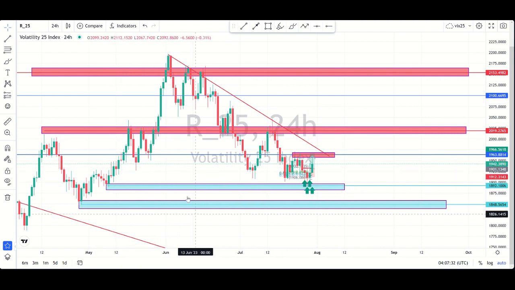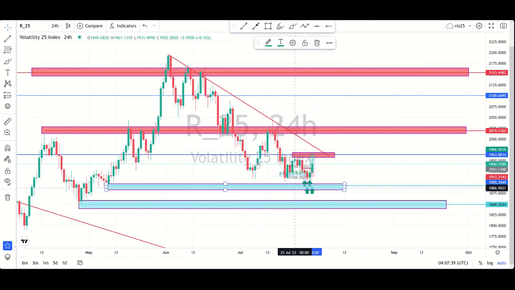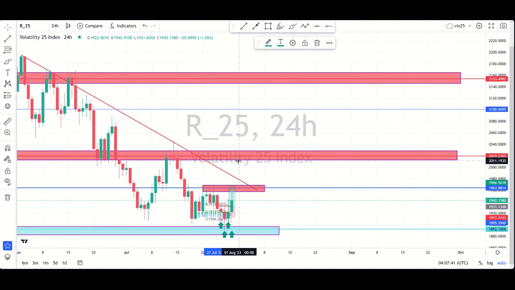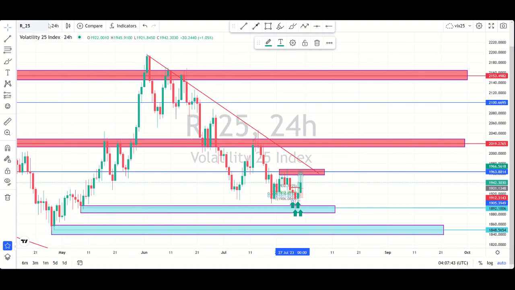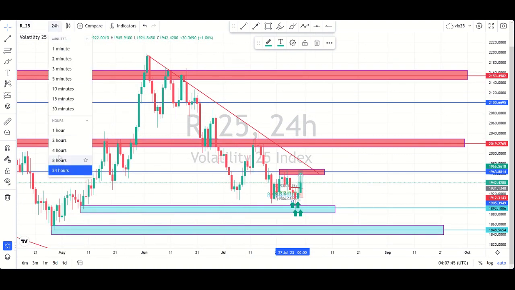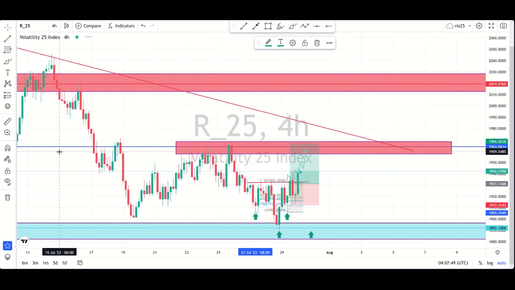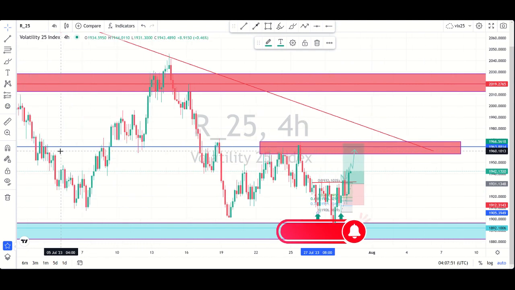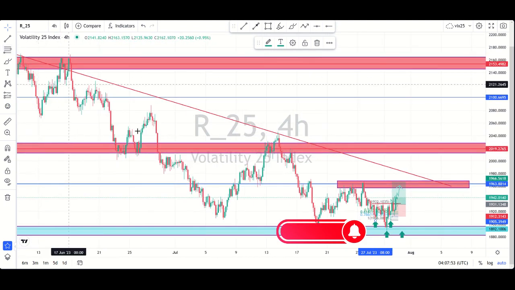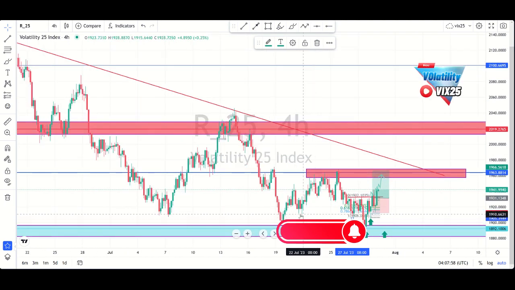This is where most of the liquidity lies, and the market came back to swipe liquidity from this particular zone here. We're going to zoom in a little bit so you see exactly the candlestick patterns that have been formed. So let's go down to the 4 hours so you see what exactly has transpired here. You see we're on a bearish trend on the 4 hour time frame.